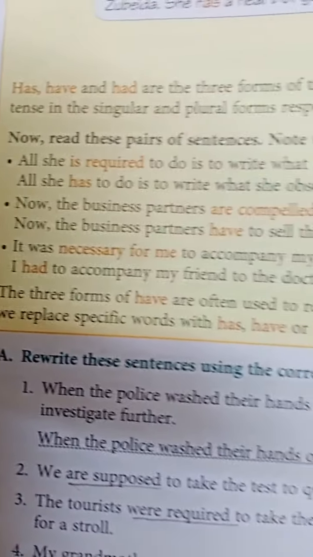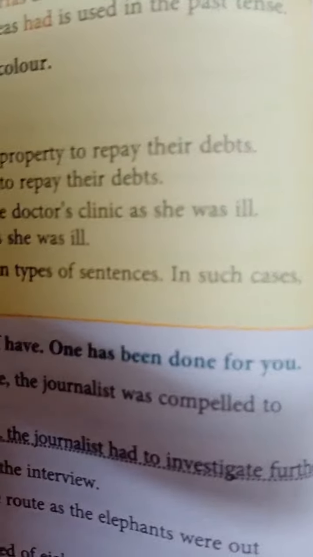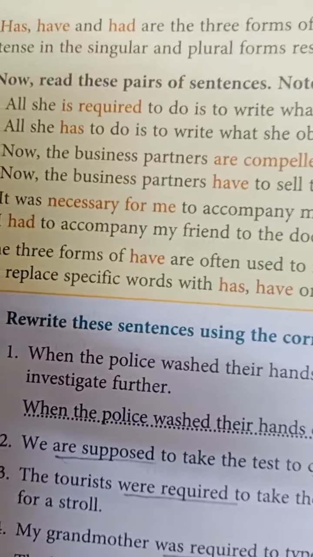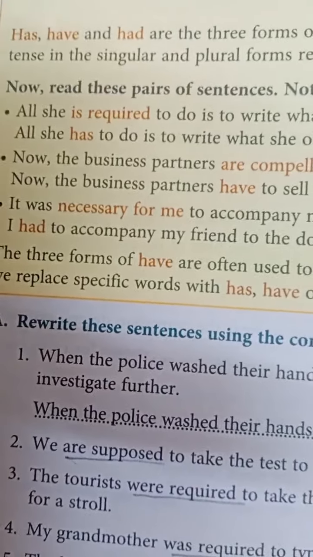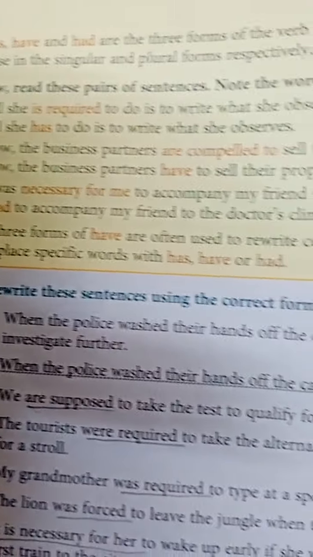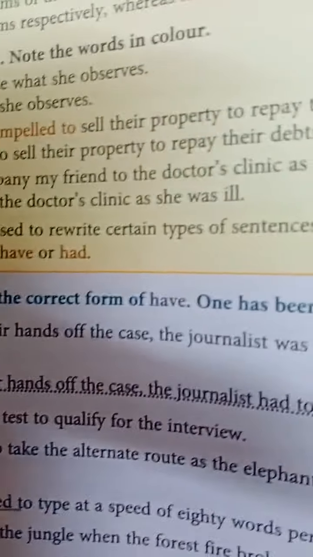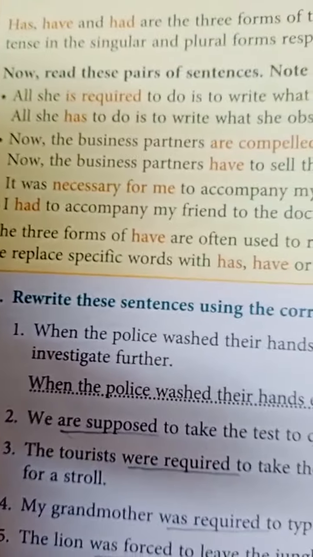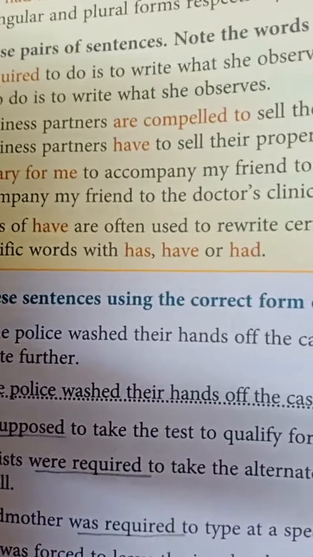Going on to the next. It was necessary for me to accompany my friend to the doctor's clinic as she was ill. Necessary for me is replaced by I had to, had. I had to accompany my friend to the doctor's clinic as she was ill. The three forms of have are often used to rewrite certain types of sentences. In such cases, we replace specific words with has, have or had.